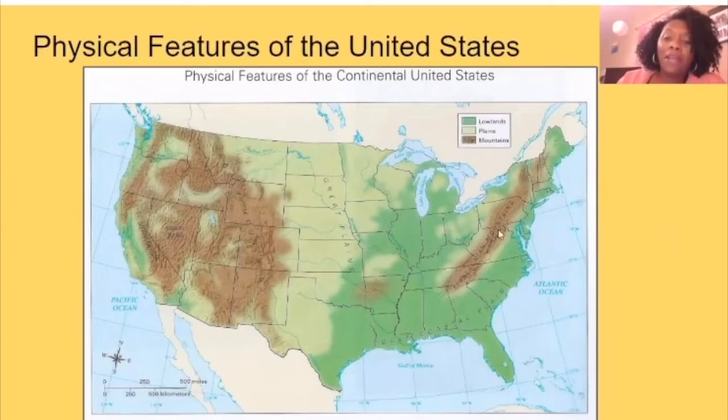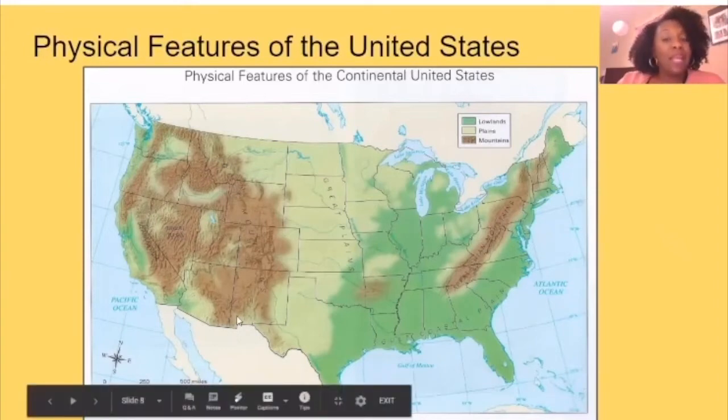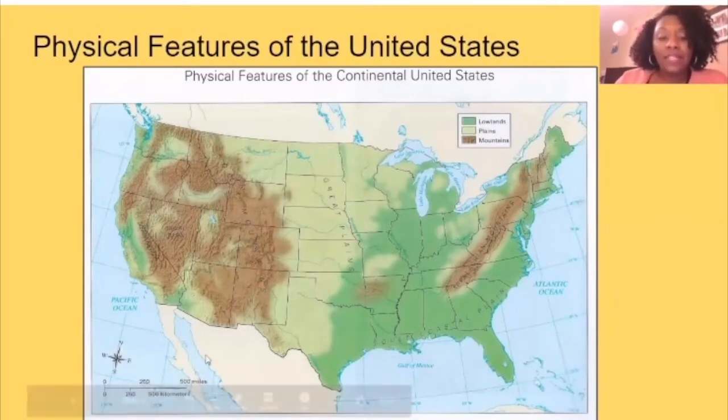So our two major mountain ranges are shown here. We have the Appalachian Mountains, which actually goes through Virginia. I've been to the Appalachian Mountains before. And we have the Rocky Mountains. Never been there, but it's on my bucket list. The Rocky Mountains. These are the two largest and major mountain ranges in the United States.